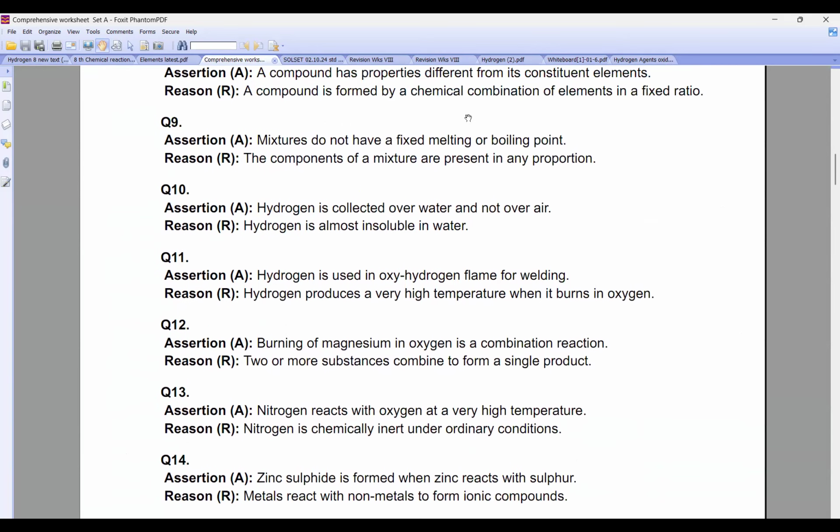Okay, hydrogen is collected over water and not over air. So this is just half the reason. Hydrogen is almost insoluble in water. Both are true. That's it. Hydrogen is used in oxy welding, yes, because it produces high temperature. So A is true, R is true, and R is the correct explanation. Clear, right?